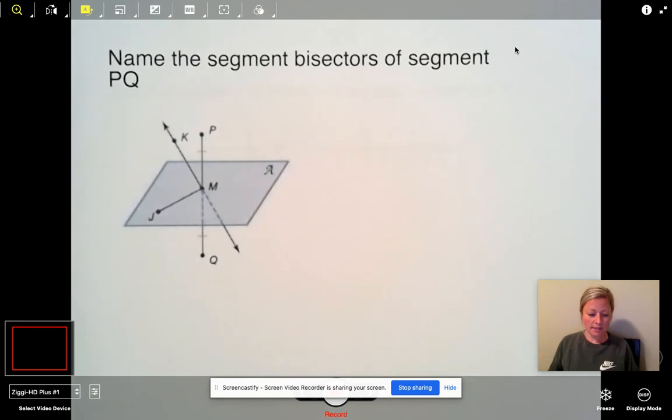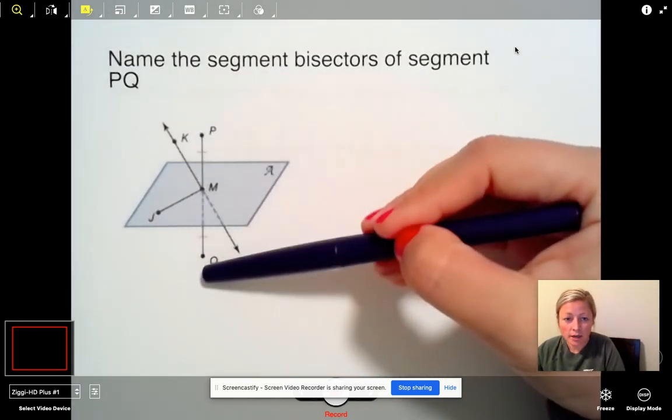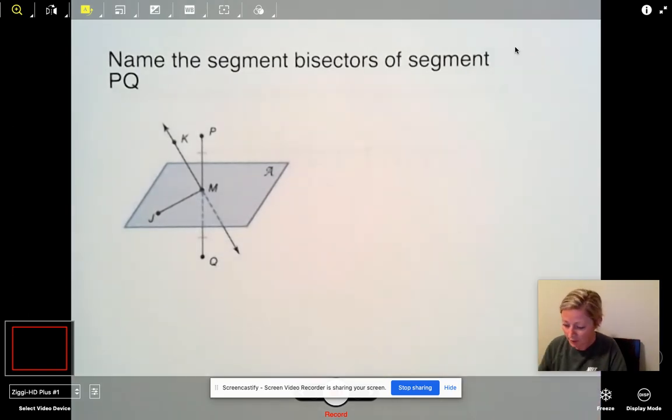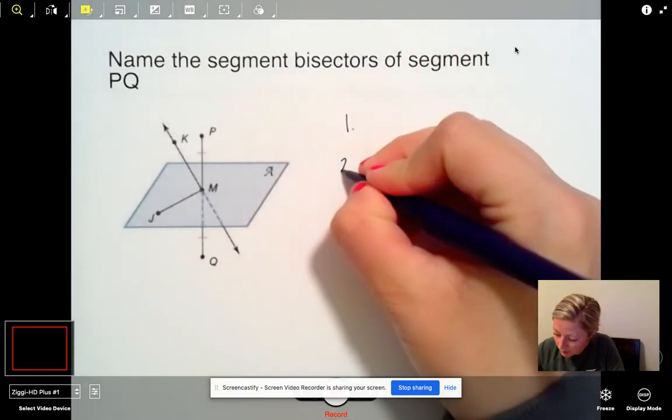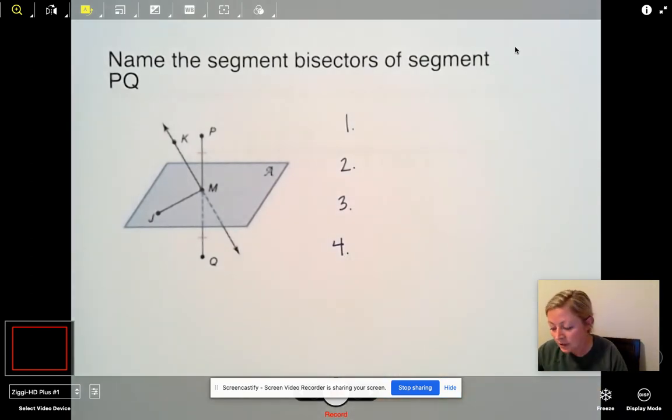Okay, so it's kind of a weird question, but it says name the segment bisectors of segment PQ. So can we all agree that here's PQ? And our job is to figure out what things are cutting it in half. I'll give you a hint, there are four. So take a second and see if you can find all four different segment bisectors of segment PQ. So pause the video, do what you gotta do, and check back with me to see how you did. Again, there are four segment bisectors.